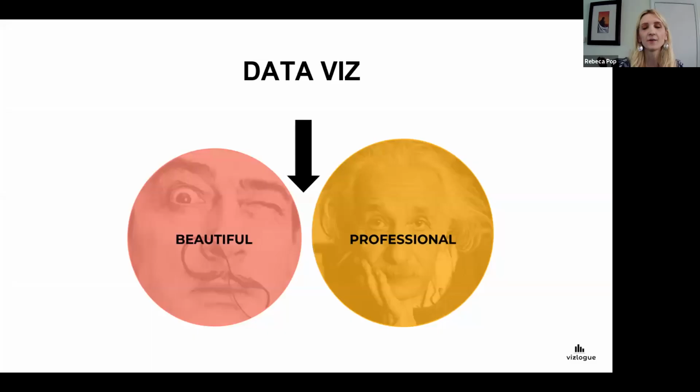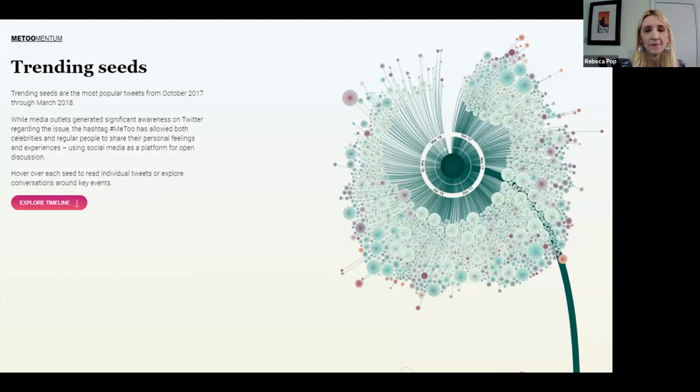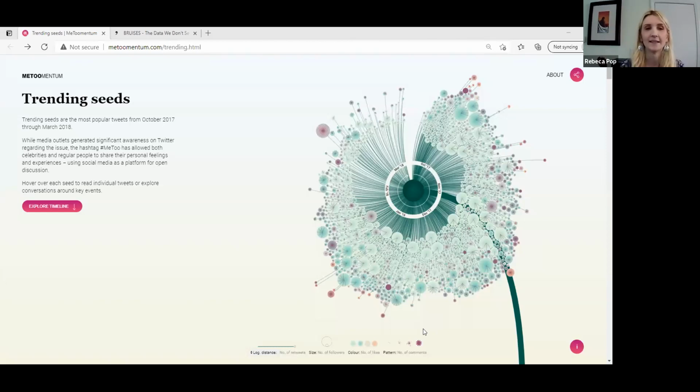potential dichotomy, or through whether the two should overlap and to what degree they should overlap. And the first one, I'll switch over to the web page. So the first one is called Trending Seas. I don't know if any of you has seen it in the past. It was created a few years ago by Valentina Di Filippo, who's an information designer.